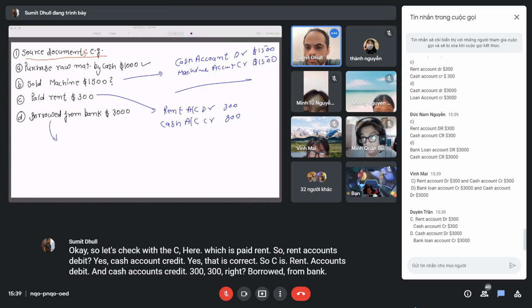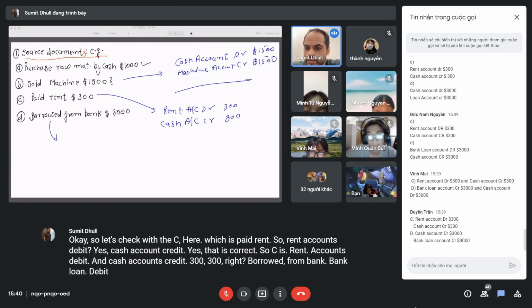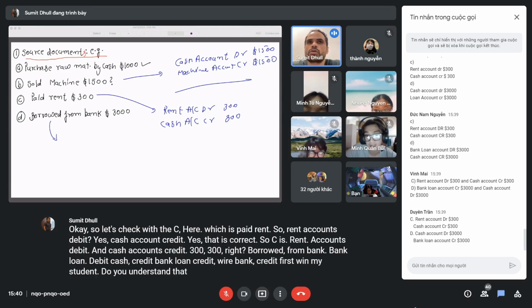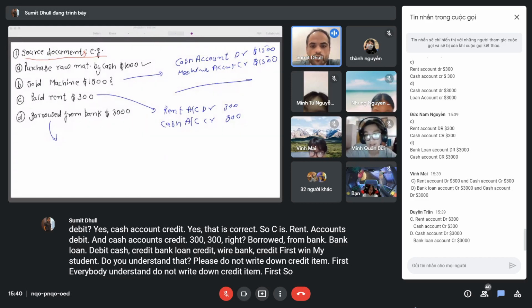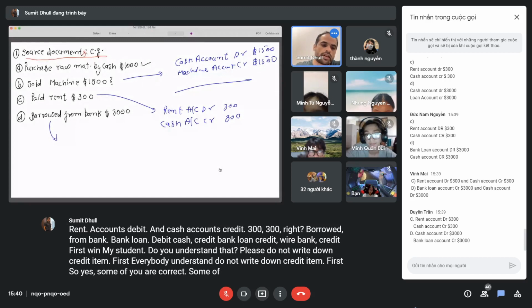Borrowed from bank. Bank loan debit, cash credit. Bank loan credit. Why bank credit first? My students, do you understand that? Please do not write down the credit item first. Everybody understand? Do not write down the credit item first. So yes, some of you are correct, some of you are incorrect. So let me give you the answer.